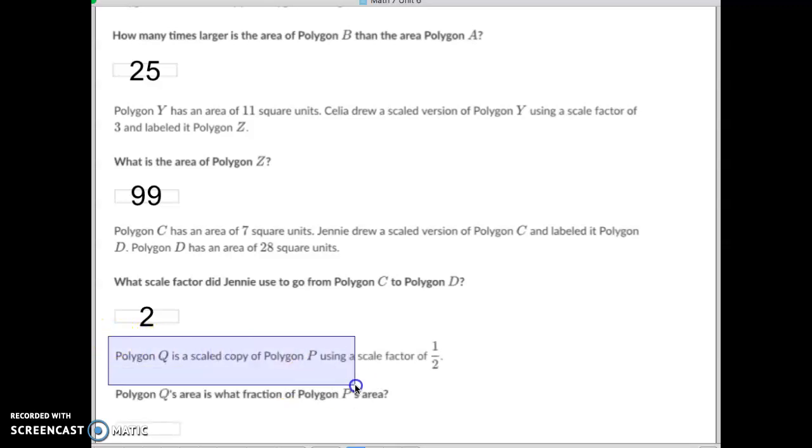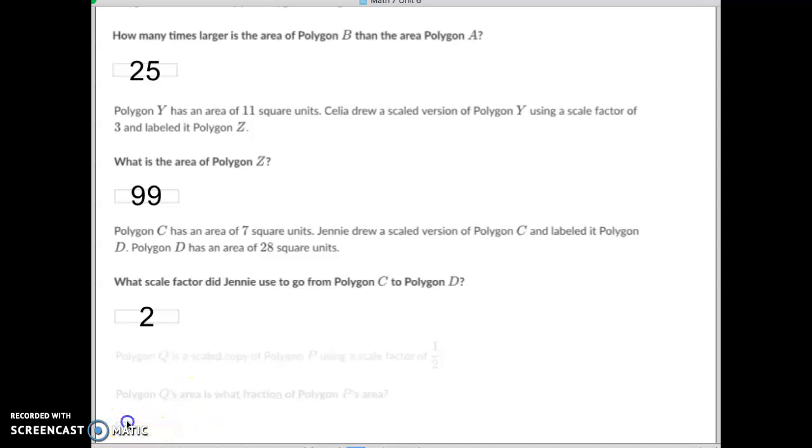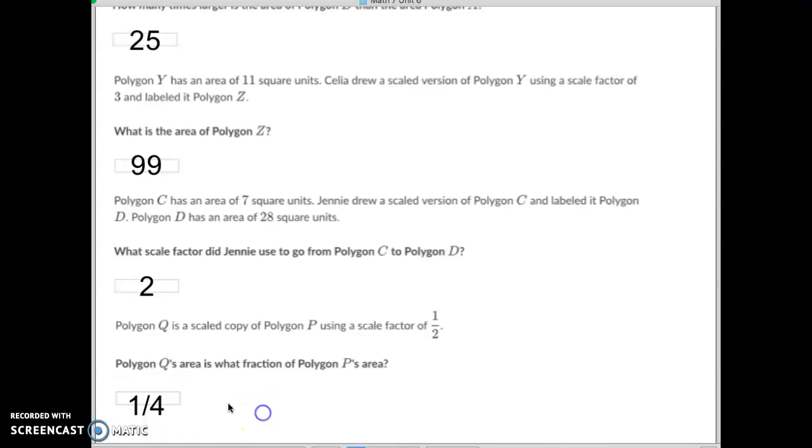Polygon Q is a scaled copy of P using a scale factor of 1/2. What is polygon Q's area written as a fraction of polygon P's area? So what is 1/2 times 1/2? Well, for the numerator, 1 times 1 is 1, but for the denominator, 2 times 2 is 4. So polygon Q is actually 1/4 the area of polygon P.